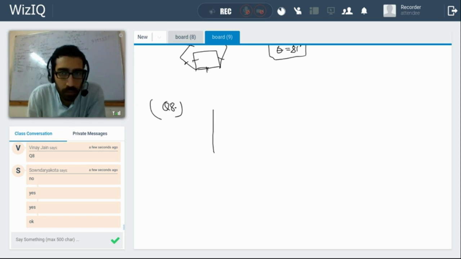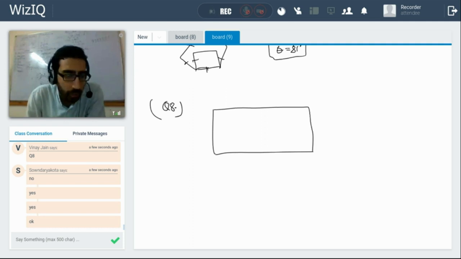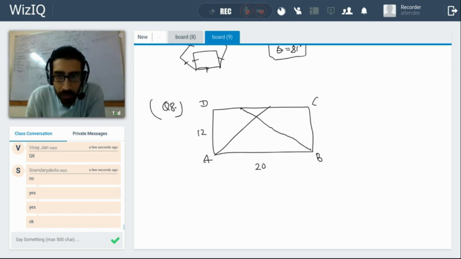Now, what does question 8 say? Question 8 gives you a rectangle ABCD, and then it also gives you the length of the sides. AB is 20, AD is 12, but there are other lengths that are equal to 12, drawn like this. Not going to be the perfect diagram, but nevertheless.